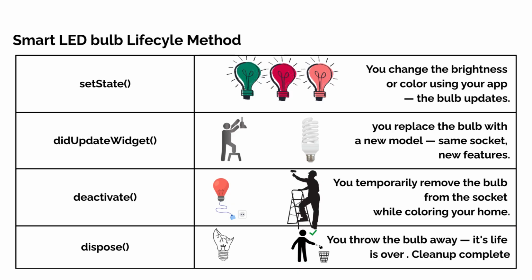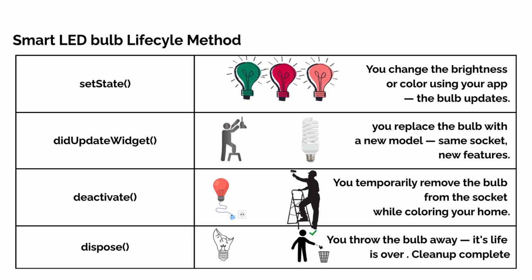Now let's move to another method, didUpdateWidget. As we are aware, this method gets called whenever the parent updates or the parent sends a new value through the constructor to its child. In that case, we will be replacing the bulb with a new model which has new features. The next method is deactivate.